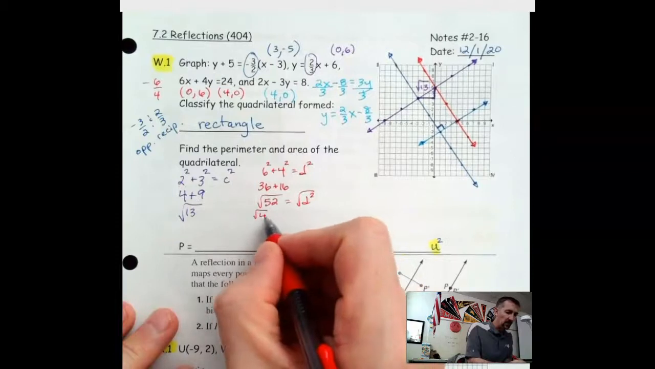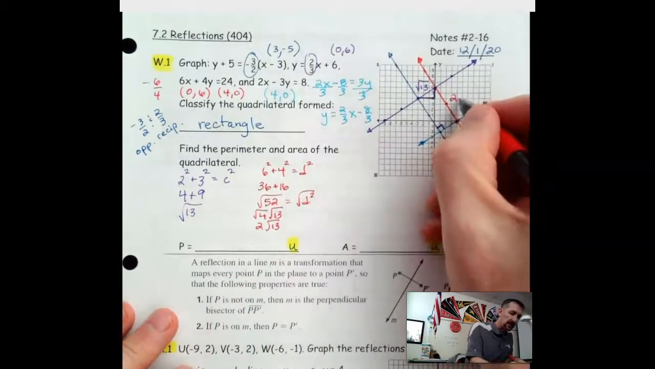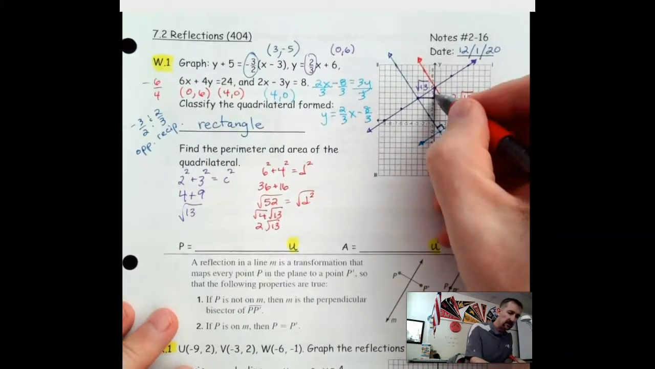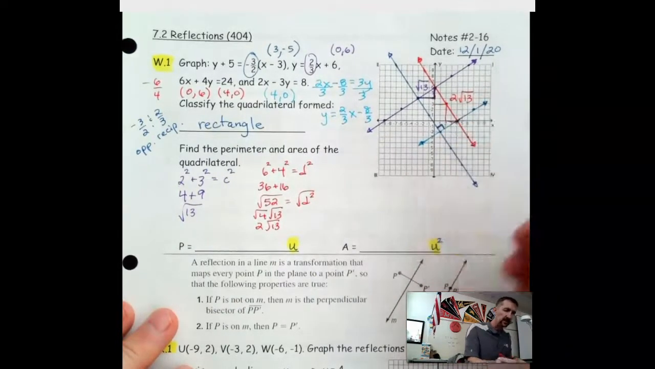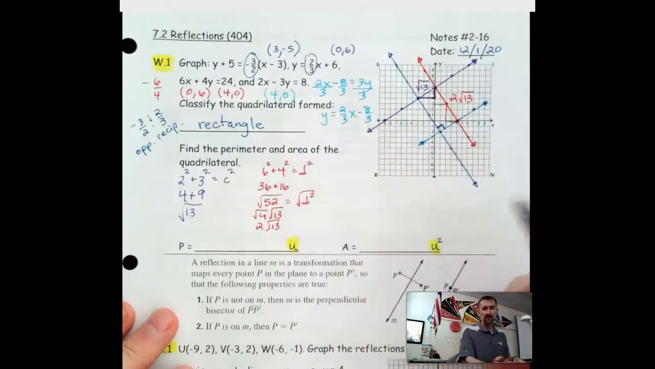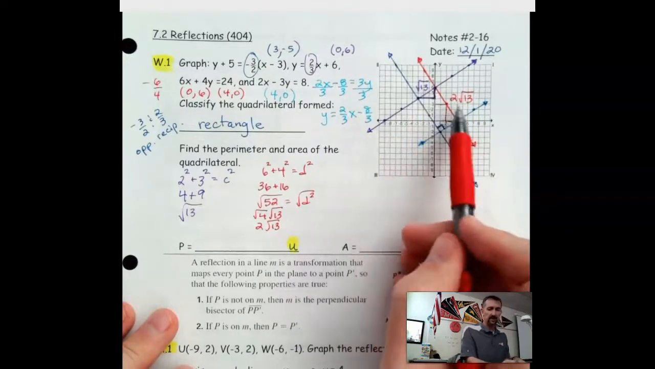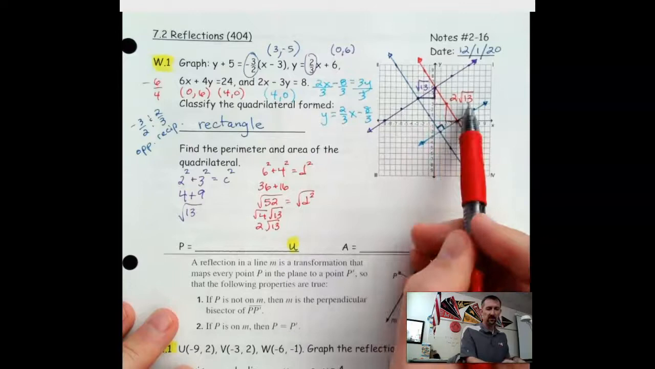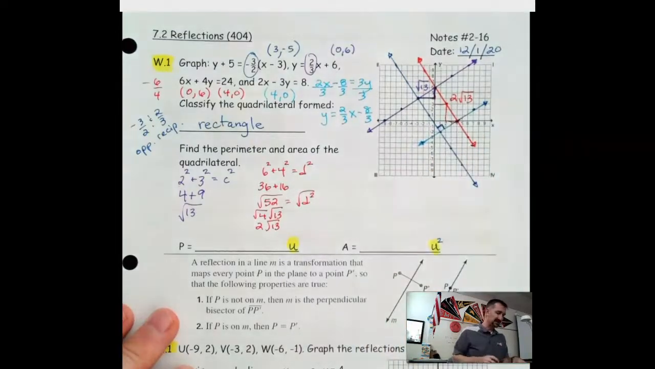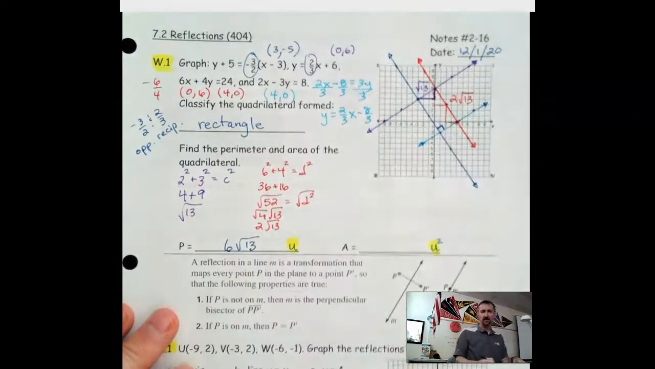That is 4 root 13, that's 2 root 13. Now maybe you saw that because there's kind of two of those triangles. So that's going to be equal to that, and there's 2 of them. So if we add those all up, if we add these 2 up, that's going to be 3 root 13, and then we can double that, so that's going to be 6 root 13. And since they're all root 13s, we can add them together that way and get 6 of them.